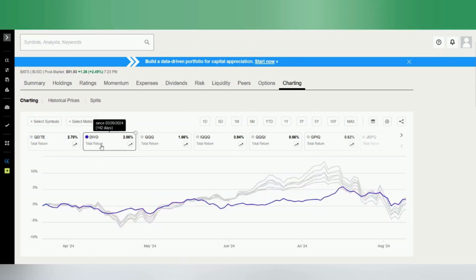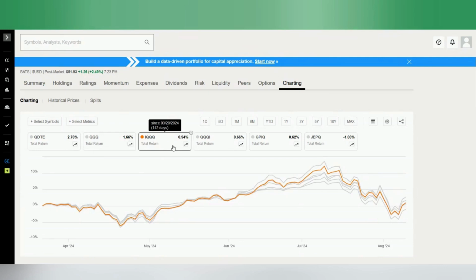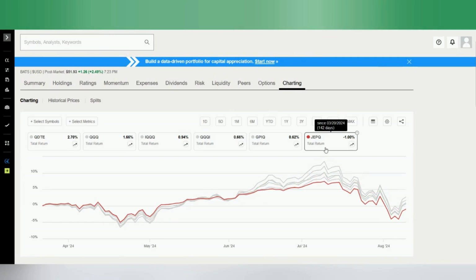Of course, I throw Devo in here just to be a contrarian, even though it doesn't really belong. So let's get rid of that. We've got QQQ, which is basically just the regular index, returning 1.66% in this time frame. IQQQ at 0.94, QQQI at 0.66, GPIQ at 0.62, and JEPQ, which did not do very well, with a 1% loss during this time frame.